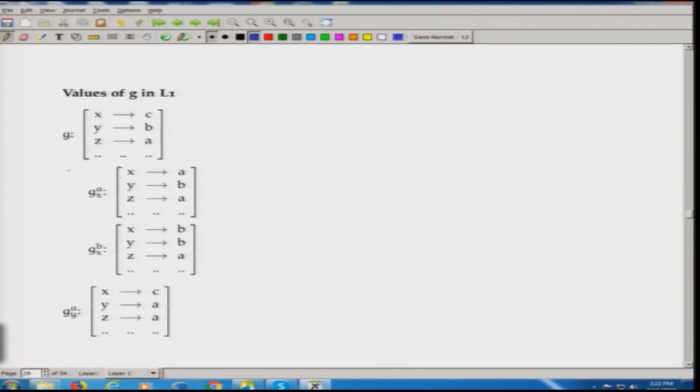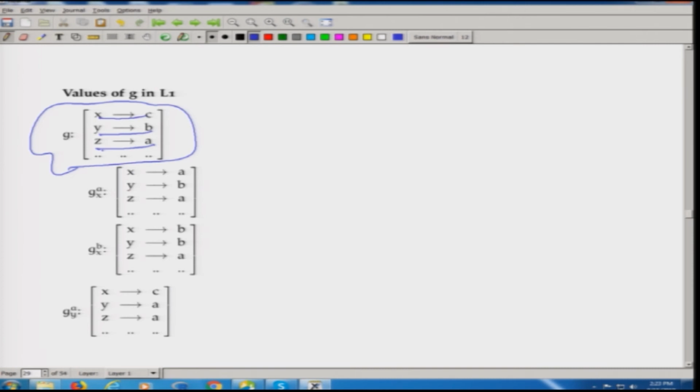G is our initial G. G has many varieties, every variety of G is a G prime rather, but G prime has a starting point, that is this, which assigns C to X, B to Y, A to Z. Look, it is a random thing, it could be something else, but we have chosen this G. It does not matter what we choose, we shall see that it does not matter, it could be anything.